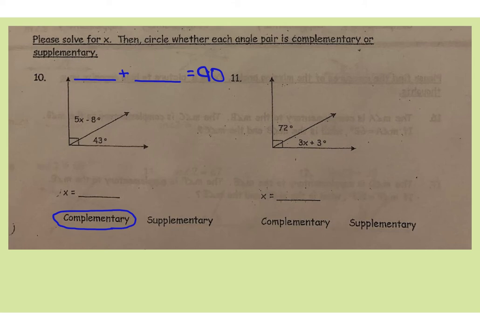What is one of the angles that we're given? 43 degrees. What is the other angle we're given? 5x minus 8. We want the whole expression. So when we started out, we have the 43-degree angle plus the 5x minus 8-degree angle, and together they give us the 90-degree angle. Where do we want to go from here? Think equations.